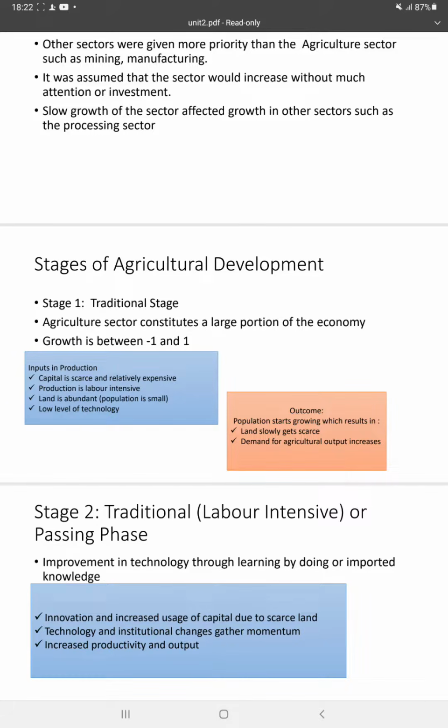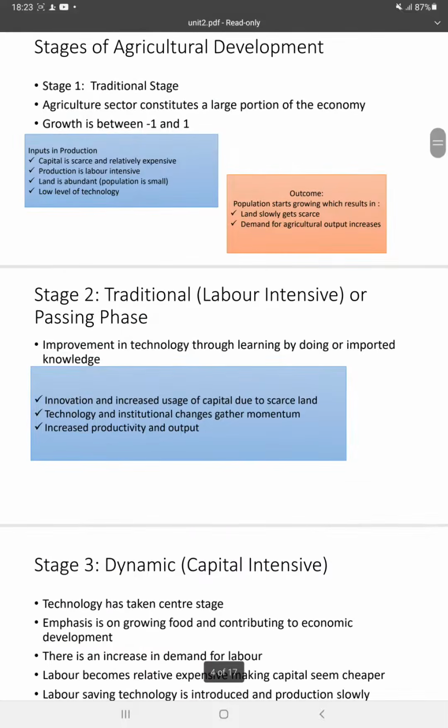But with passage of time, you'll understand that there was still low technology in stage one, but as time went on, the population started growing. Then land slowly became scarce, and demand for agricultural output started increasing, because as the population size increases, people demand a lot of things so that they can consume. Because people cannot be there without consumption.